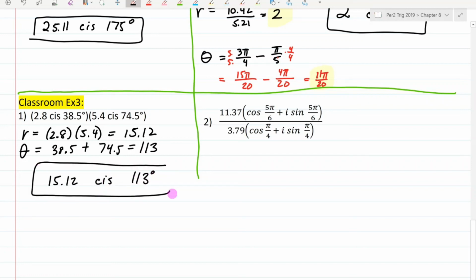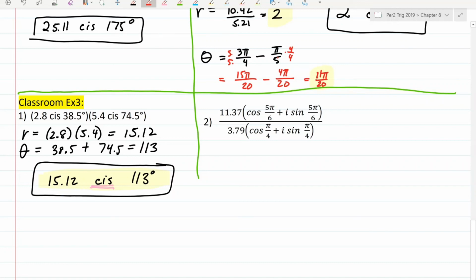cis 113 degrees. And when you're writing these, leave some space between the numbers and this middle portion so it makes it easier to read. Space that out, maybe even a little more than you would space out words in a sentence, like 2 spaces instead of 1.